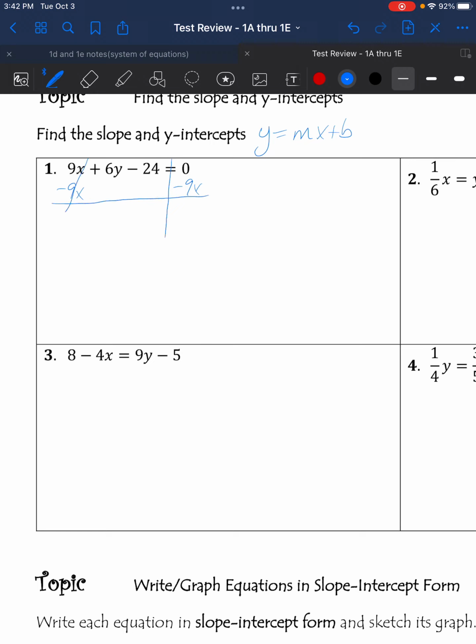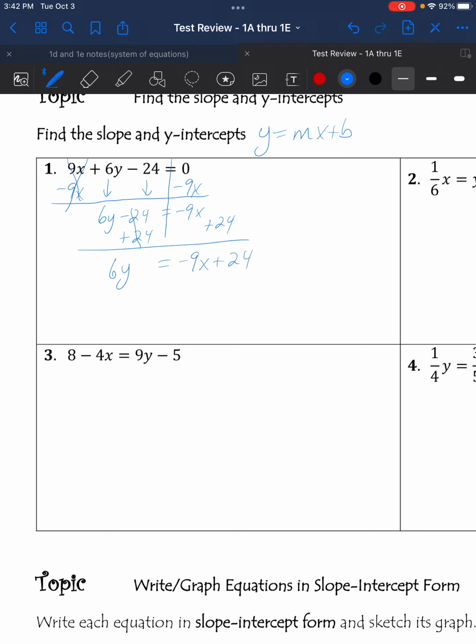9x minus 9x gets crossed out. 6y comes down, it's positive. Minus 24 comes down. And it equals a negative 9x. And then I'm going to add 24, so I need to move that term also. I could have done that right away. 6y equals negative 9x. I moved the x term first because I want that first.